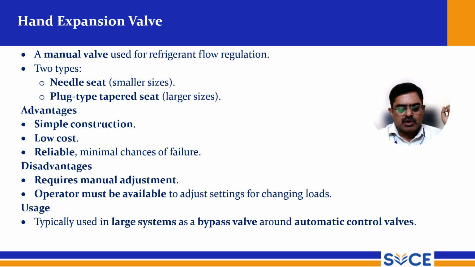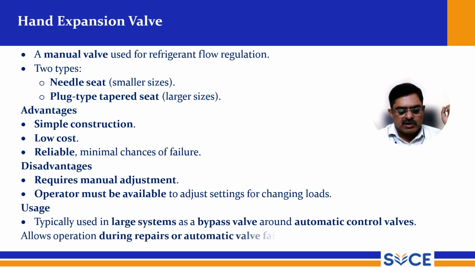The hand expansion valve is typically used in large systems as a bypass valve around the automatic control valve. So this is one use. Another use is that it allows operation during repairs or automatic valve failure. So it is also very handy when valve failure occurs. With that, we are completing the expansion valves here.